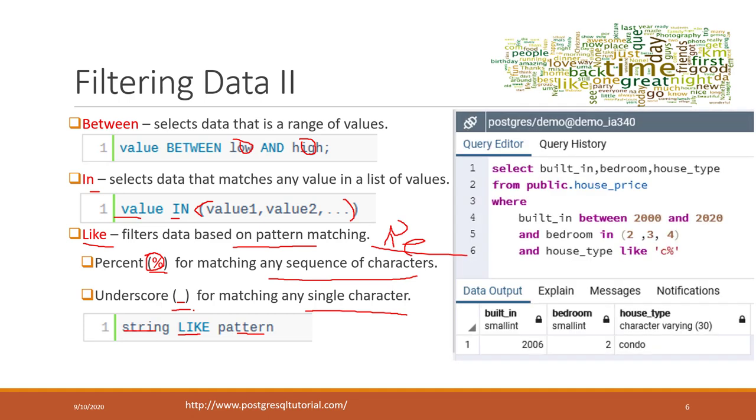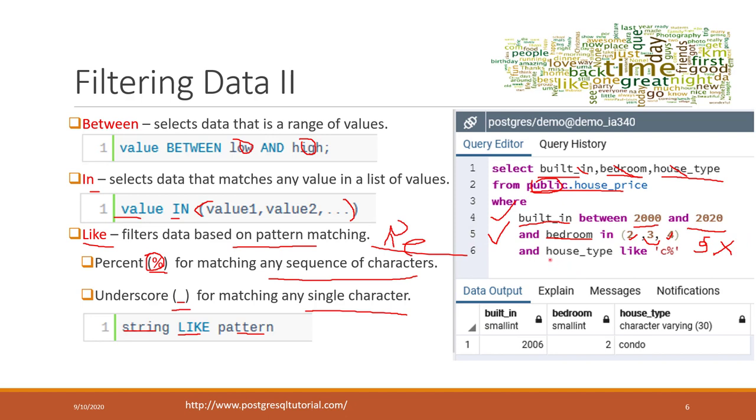The best way is to see one example. Here I want to see the year the house was built, the number of bedrooms, and also the house type. I want to see those three columns from the house price record in the public schema. Here I use three conditions together in this WHERE clause. First, I want the year the house was built to be between 2000 and 2020. So here I use BETWEEN. The bedrooms should be either two, three, or four bedrooms. If a house has five bedrooms, that will not be a match. That is my second condition.